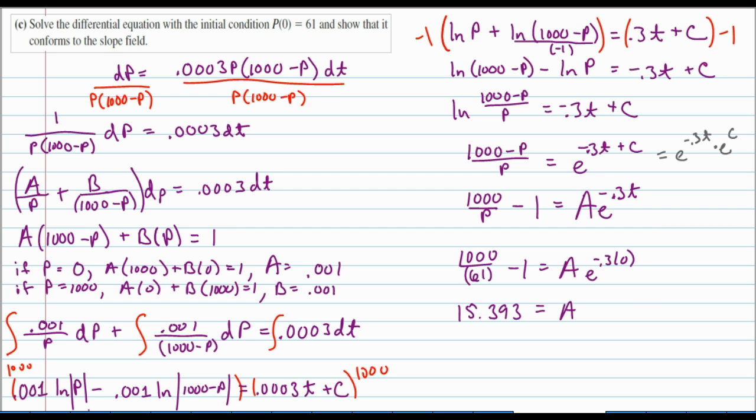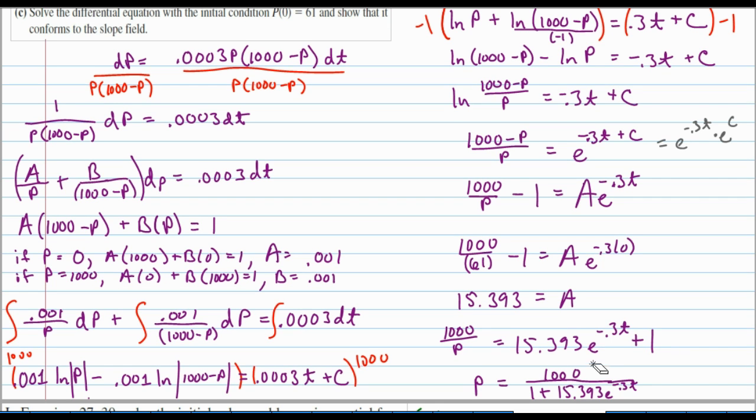And then I'm going to solve for a, and I get 15.393, which means 1,000 over p equals, now I'm adding 1 to both sides, so that'd be 15.393, the a value, e to the negative 0.3t, and then the plus 1 that I moved over, which now I can take both sides, multiply by p, and then divide by this quotient, basically solve for p, and I get p equals 1,000, the maximum capacity or the limit to growth, all over 1 plus, here's your coefficient, e to the negative 0.3t.